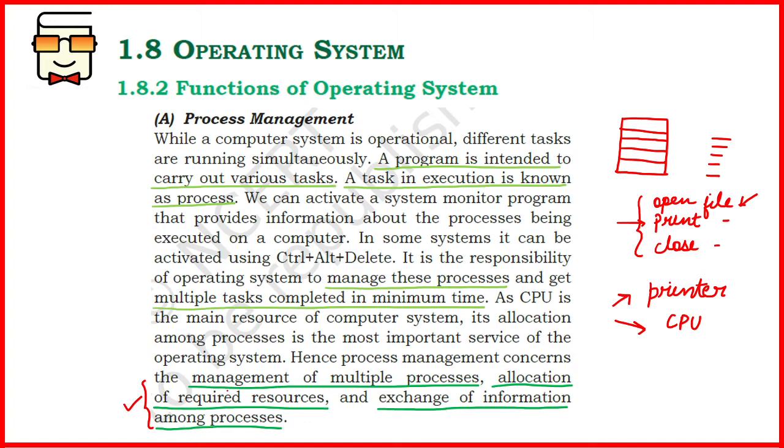Then if multiple processes need to exchange information with each other, that is also the responsibility of the operating system, that it allows such exchange and no process is getting affected. So managing all these processes, the interaction of processes and the execution of these processes is the first task and the most important task of the operating system, which is known as process management.